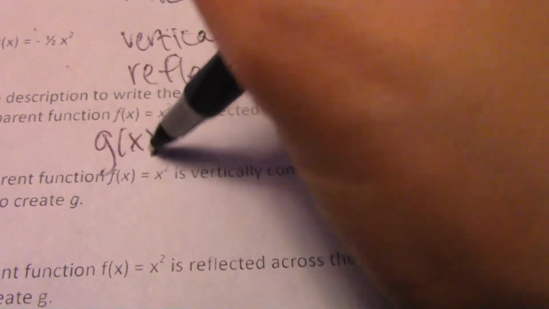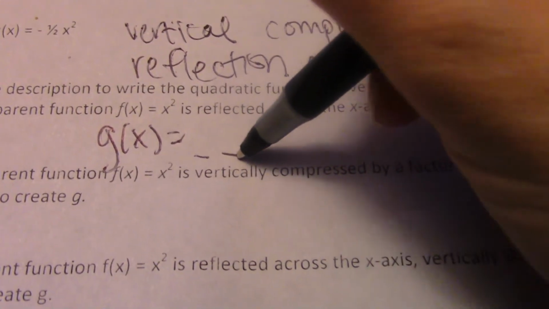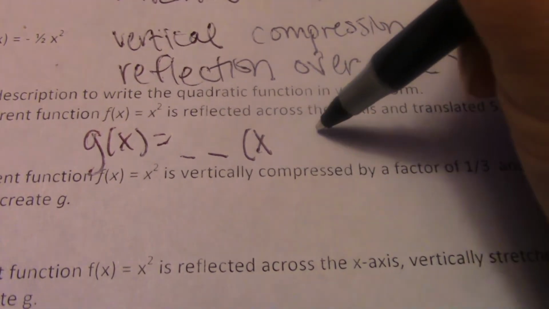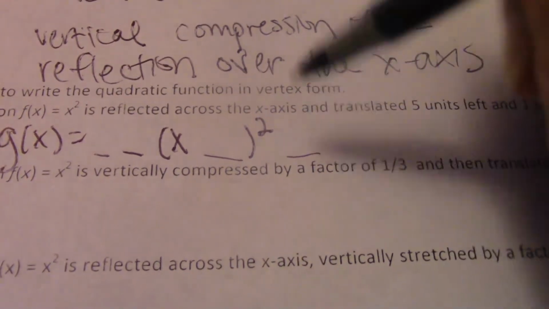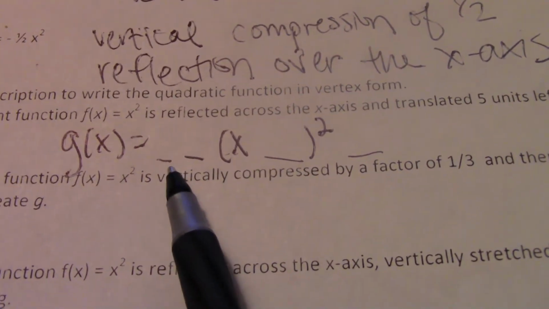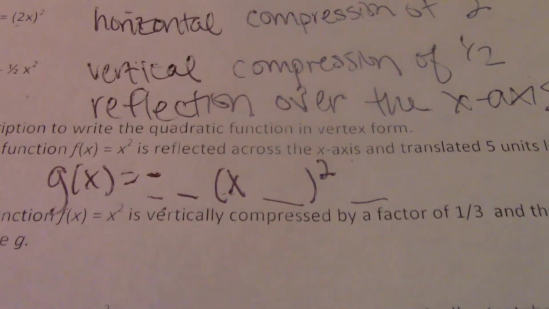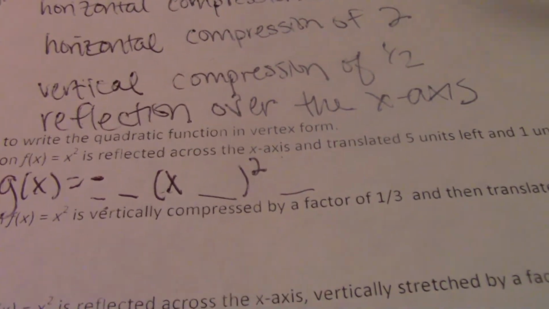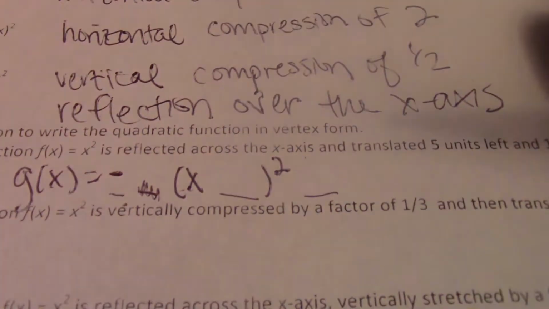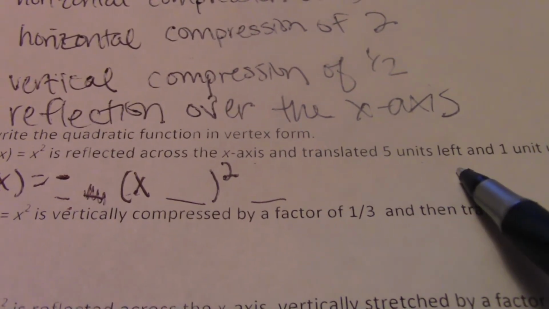So g, that's our kid, of x equals, we might have a negative, we might have an a, we're going to have some numbers here and here. Okay, so do we have a negative? Is it reflected? Yes. So we're going to have a negative number right there. So I'm filling in my blanks if possible. It does not say vertical stretch or compression or horizontal or anything, so we don't need that, so it's just negative.